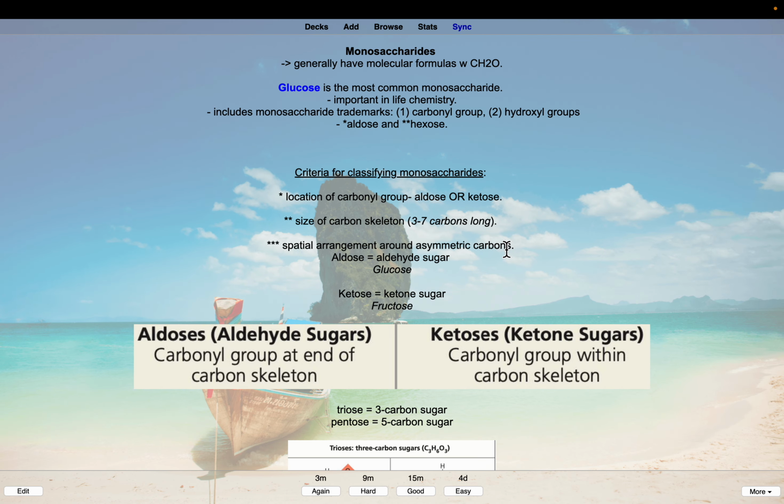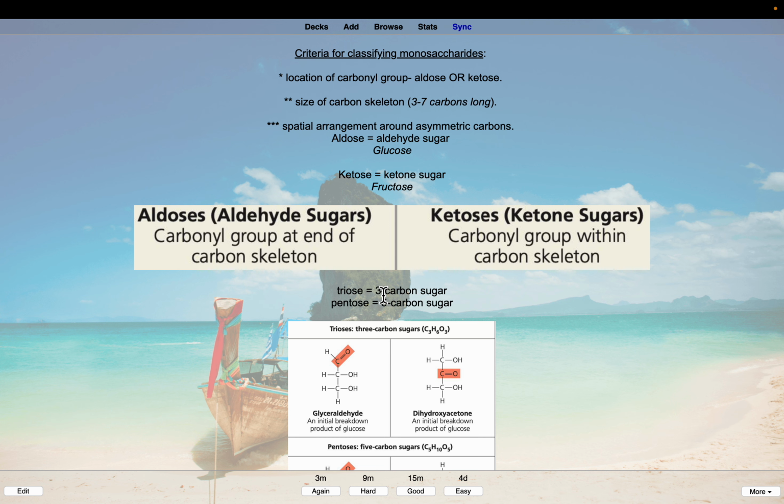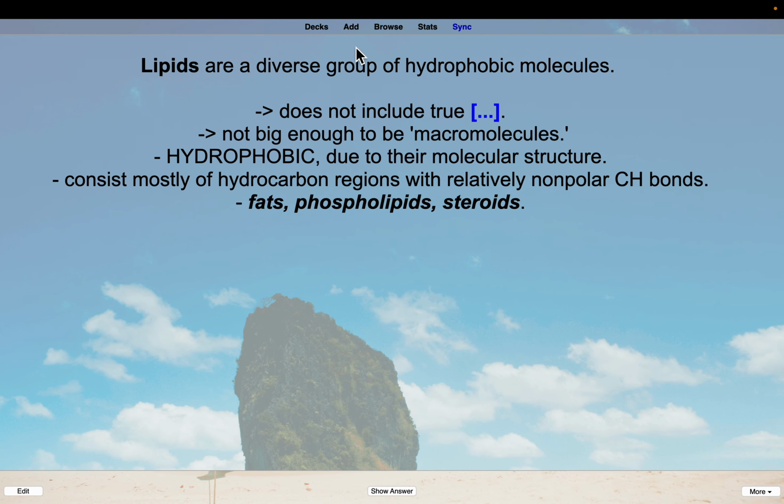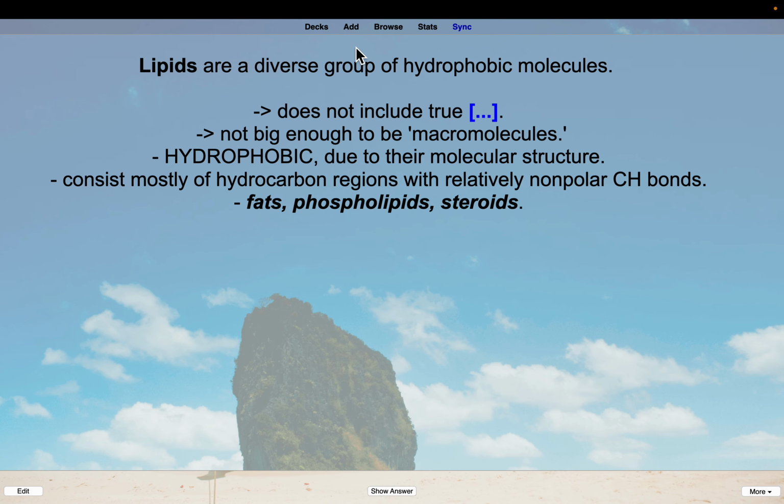Okay. Triose is a 3-carbon sugar. Pentose from the prefix pent, 5. Pentagon, 5 sides. Pentose, 5-carbon sugar. Lipids are a diverse group of hydrophobic molecules. It does not include true polymers. Okay, this has been mentioned earlier already.